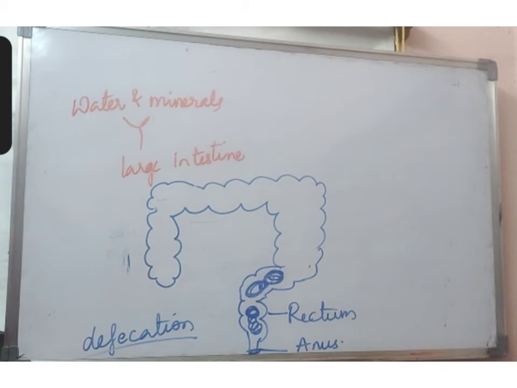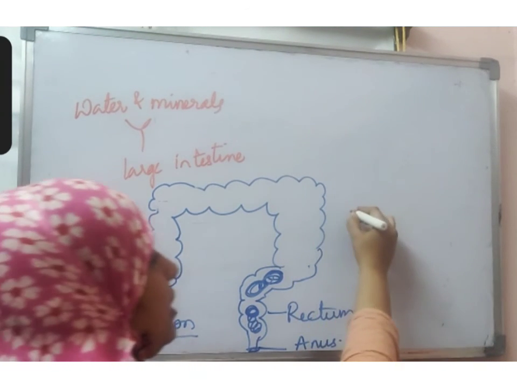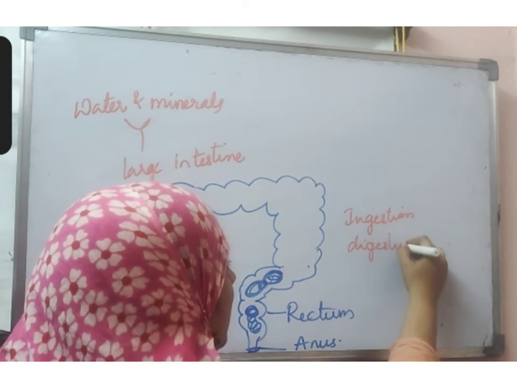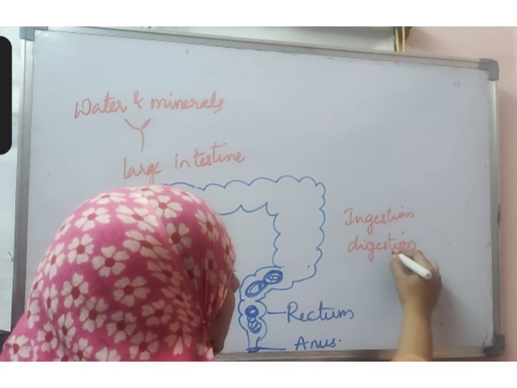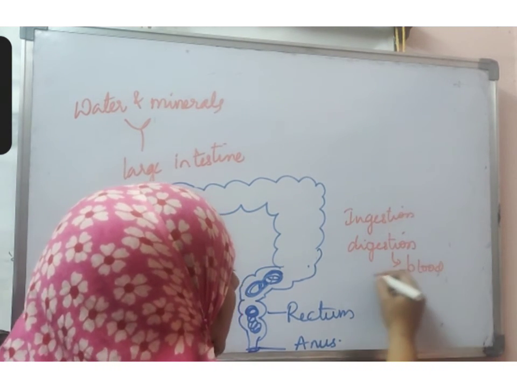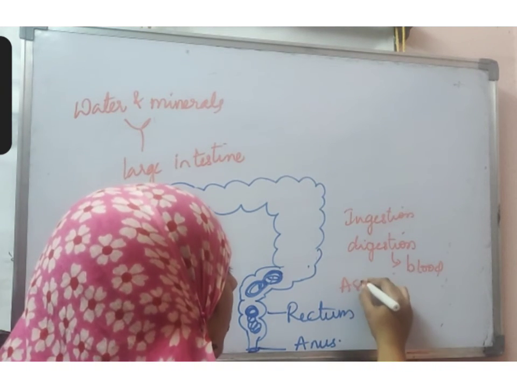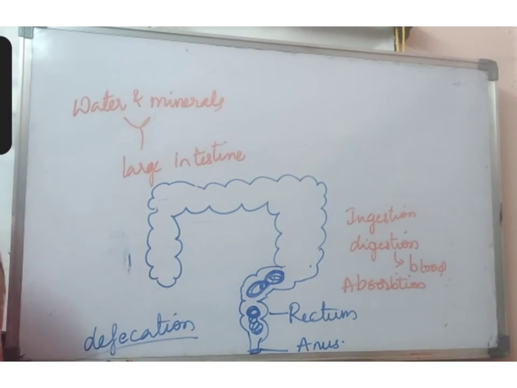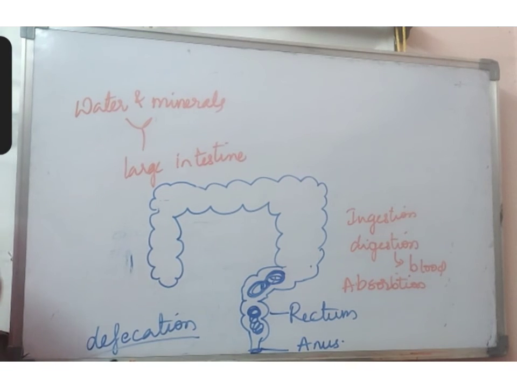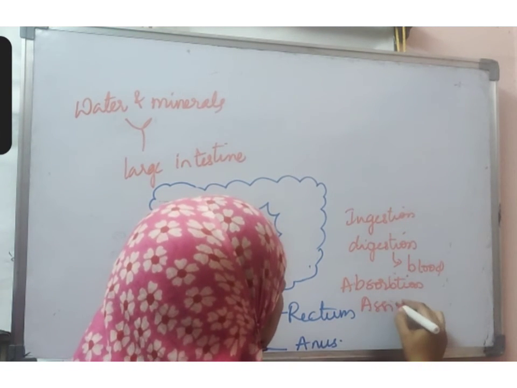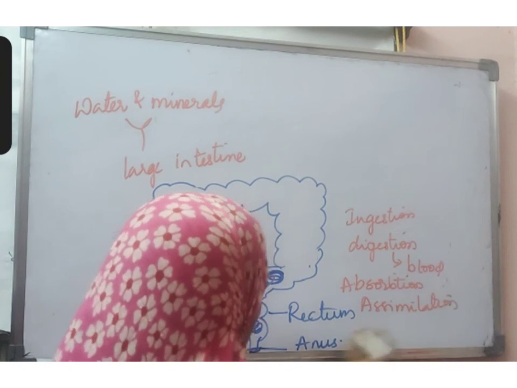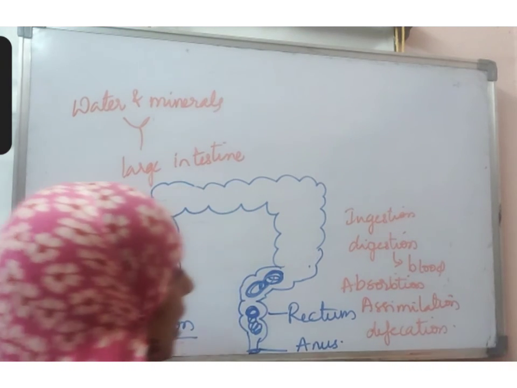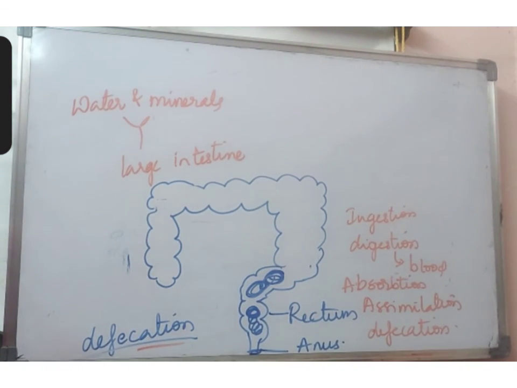Okay, so we have all seen ingestion that occurs in our mouth, then digestion. After digestion, it enters into blood. This entry of digested food into blood is called absorption. After that, it is used for production of energy, storage in fat tissues, for bodybuilding and repair. That process is called as assimilation. After assimilation, undigested food is thrown out and it is called as defecation. So with this, the digestion process is complete.